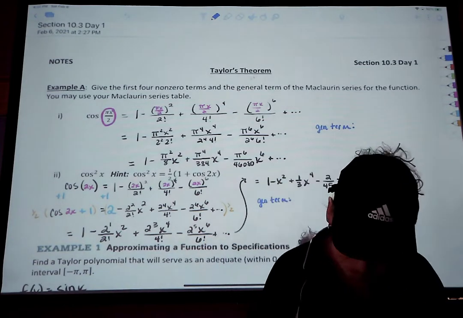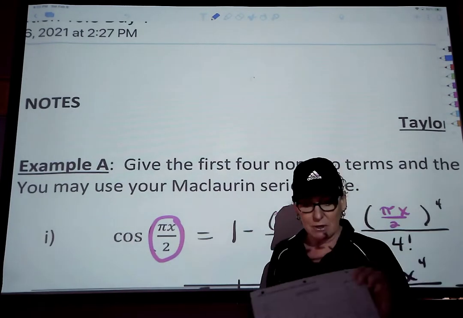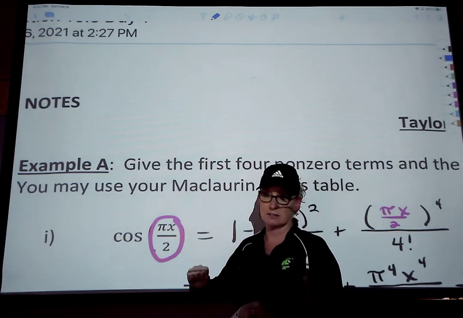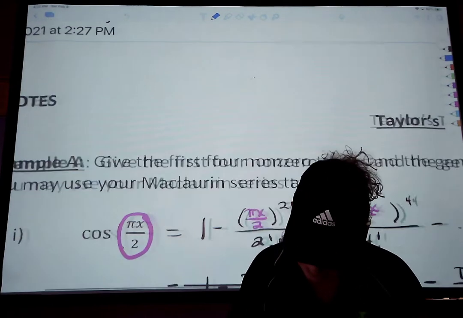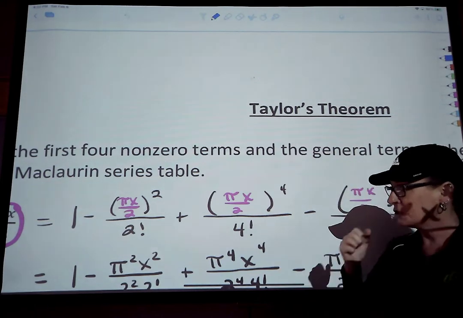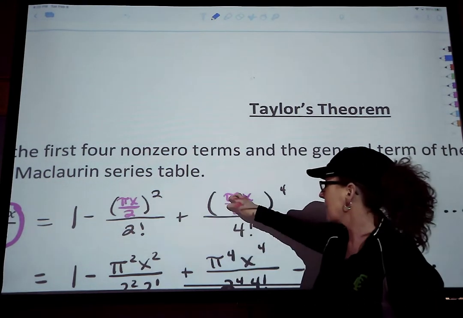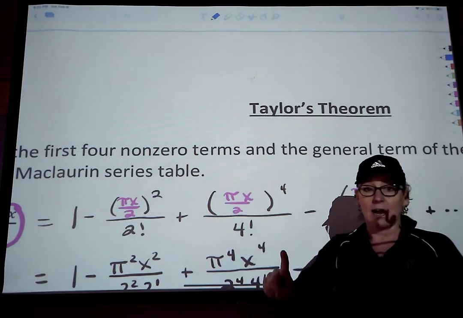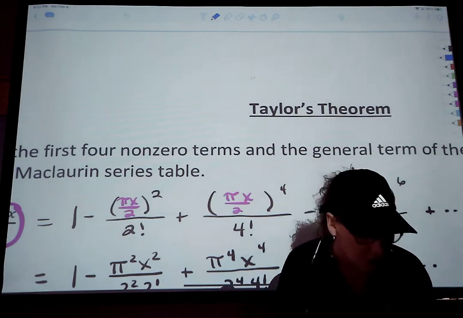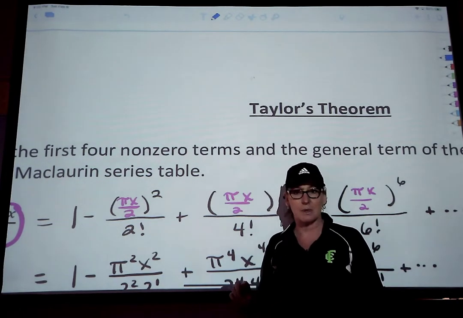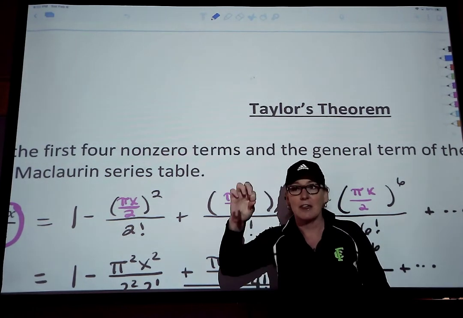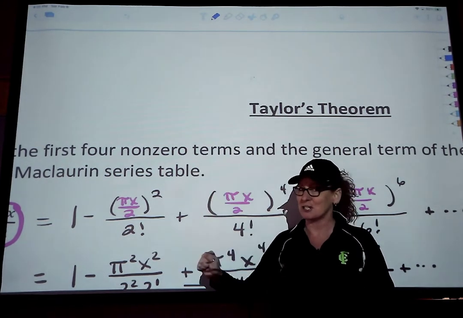So let's do that. In your notes, the first one it asks for is a new polynomial for not cosine of x, but cosine of pi over 2 x. So all I did was write out my original cosine Taylor polynomial, and I just subbed in my new angle everywhere. Now, the directions asked for, I forget, the first 4 non-zero terms. Okay, I can do that. And the general term. The general term is what's tricky. That's what would go in your summation notation.